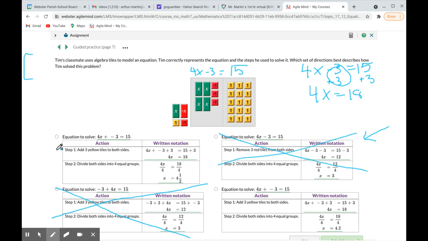They both, step 1 is looking right in both of these. So now we just got to see if step 2 is right. It says on both step 2s, divide both sides by 4. Is that what we're going to do? So that we get x by itself? Yep. So we just got to see how many times 4 will go into 18 and we'll have our answer. How many times does 4 go into 18?